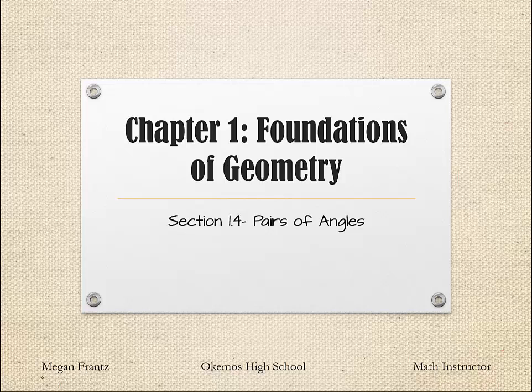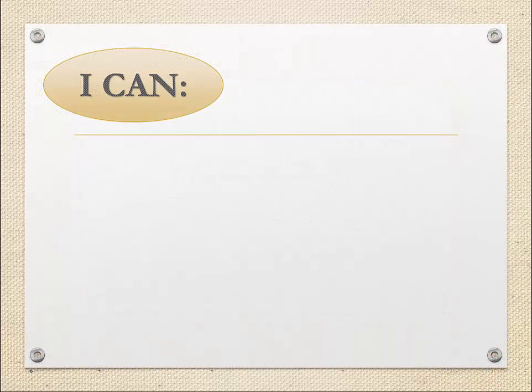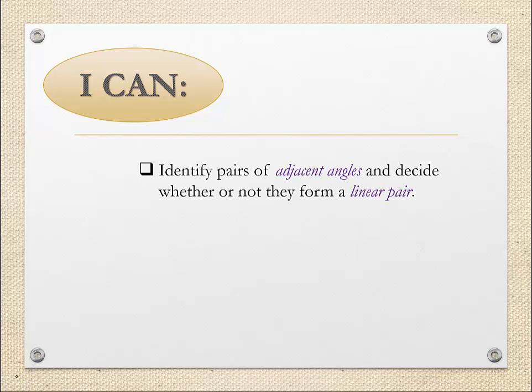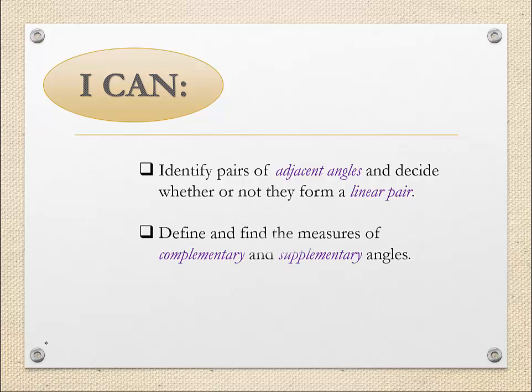Chapter 1, Section 4, Pairs of Angles. By the end of the section, you should be able to identify pairs of adjacent angles and decide whether or not they form a linear pair. You should be able to define and find the measures of complementary and supplementary angles, and be able to identify pairs of vertical angles.